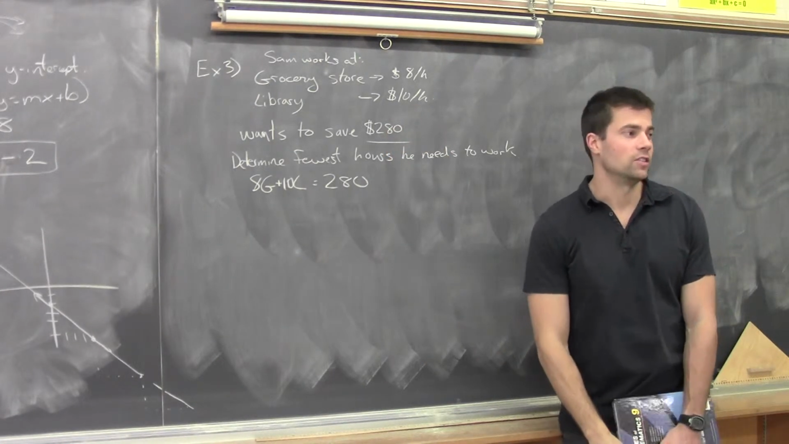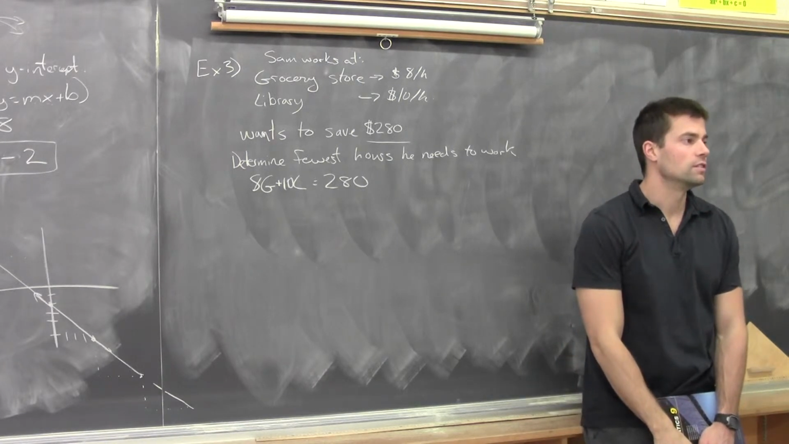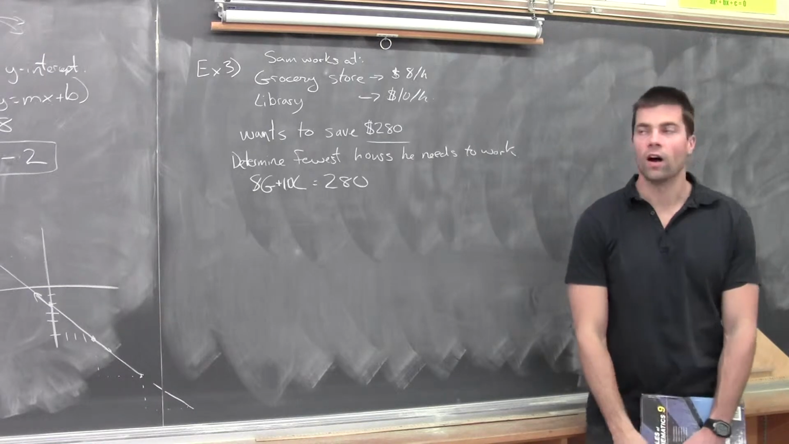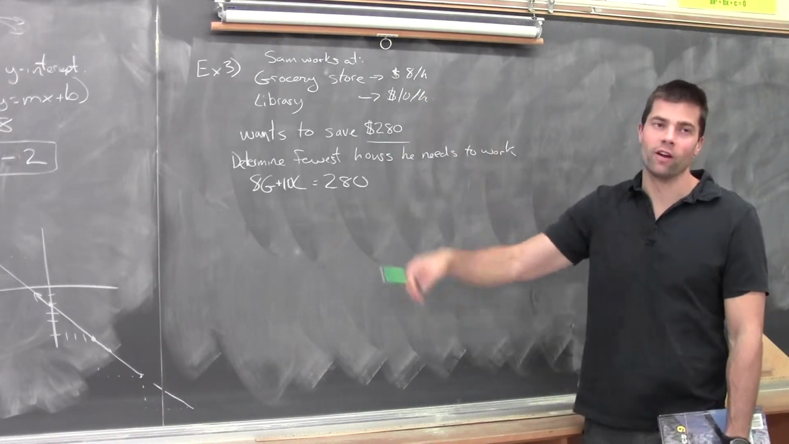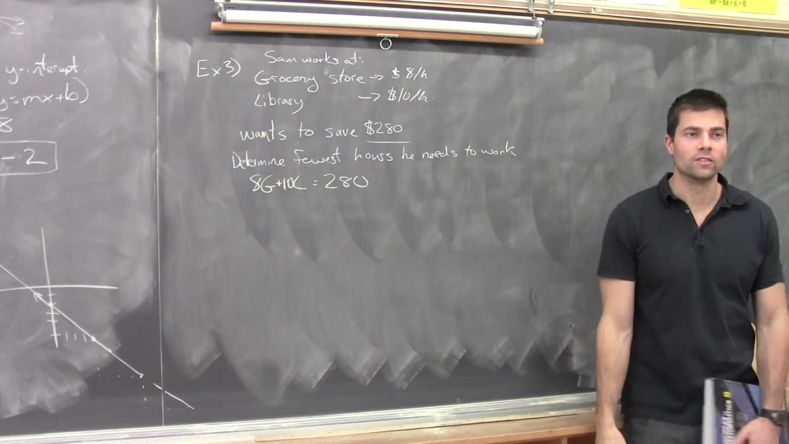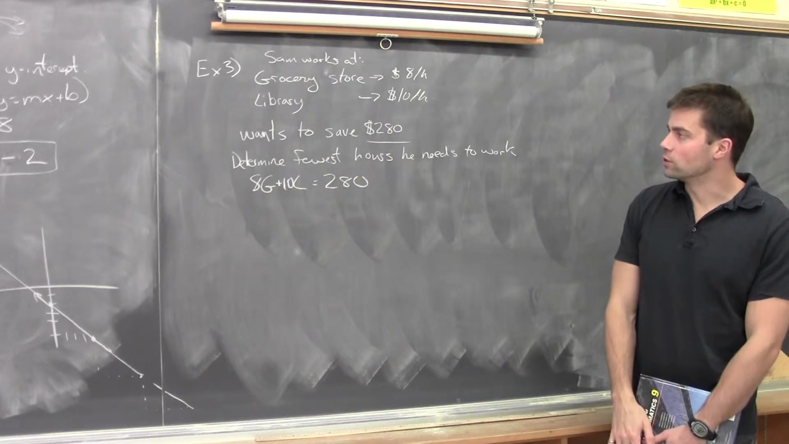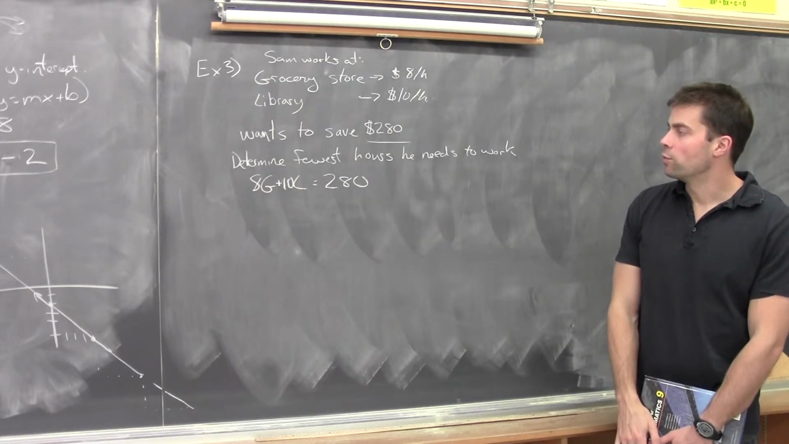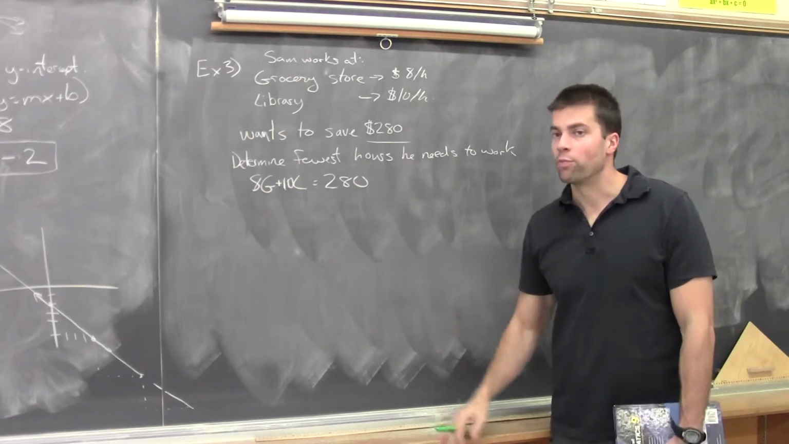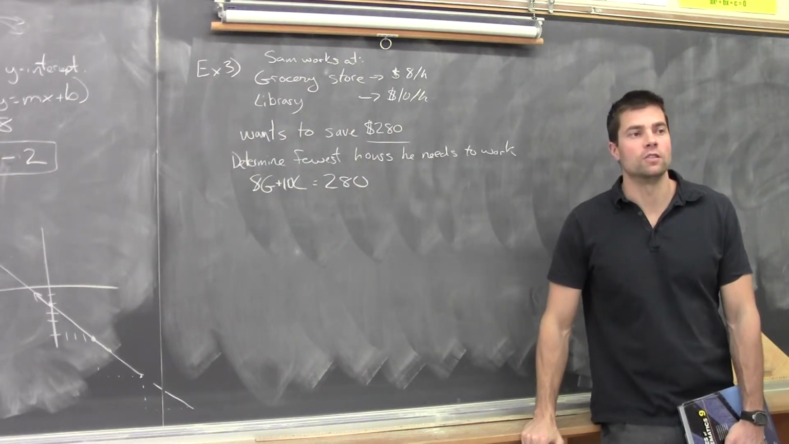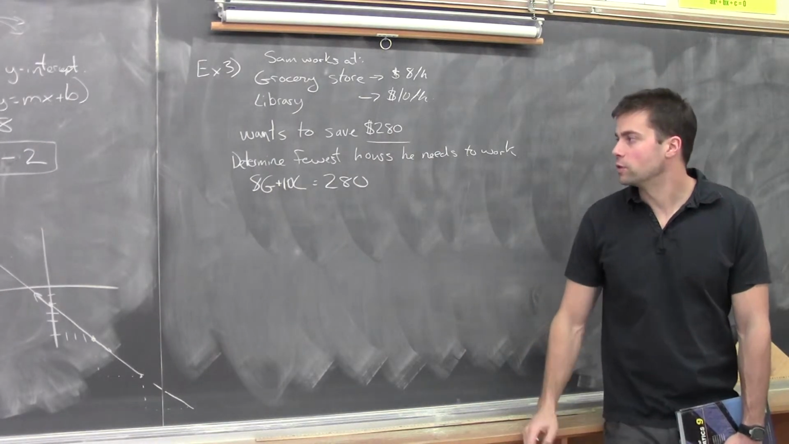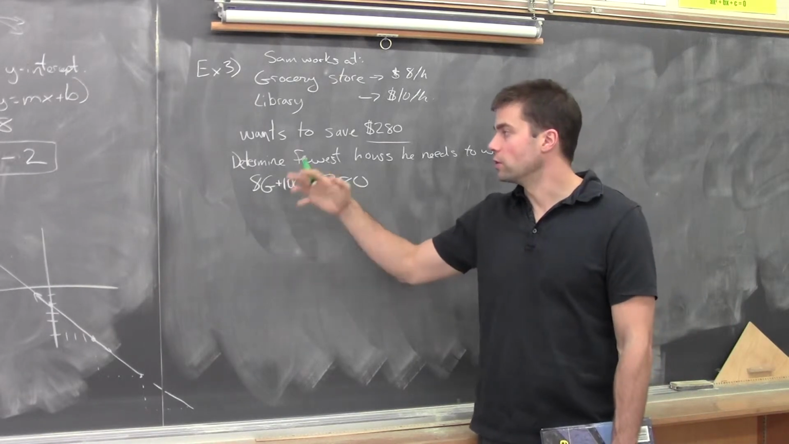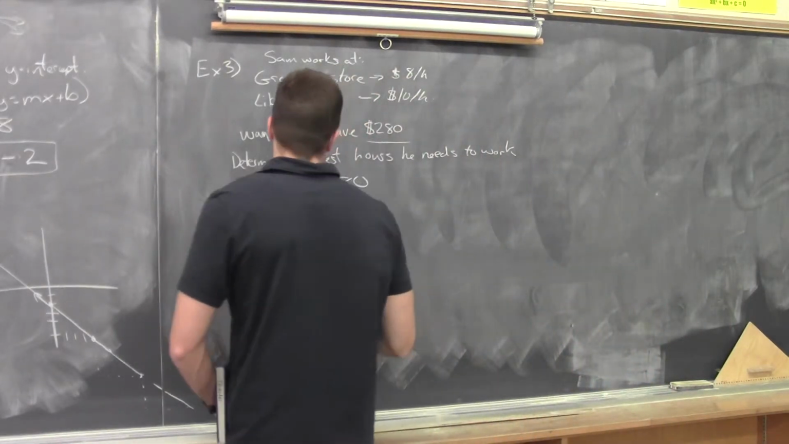What's the obvious answer? Josh already knows it. 28. Sorry? 28. Yeah, why? Because 10 times 28. Yeah, obviously he's just going to work at the library, right? That's a pretty obvious answer. I'm not sure why the book chose this particular question, but it does go through the process of rearranging it and solving for one variable in terms of the other. So we're going to go ahead and do that.